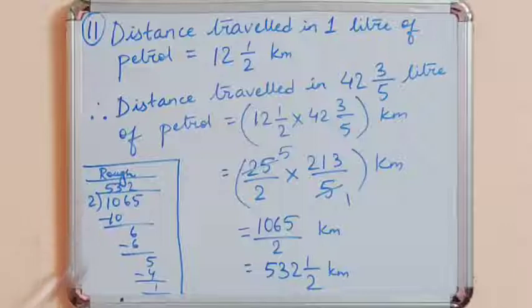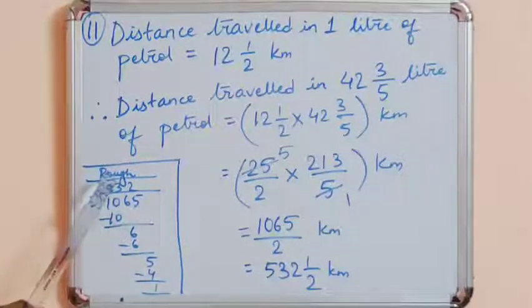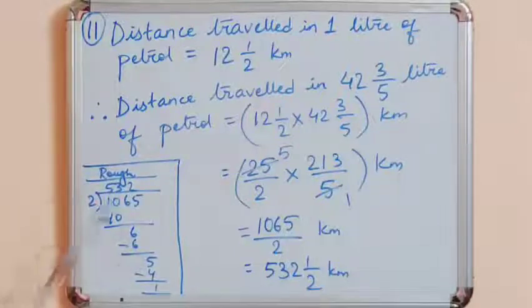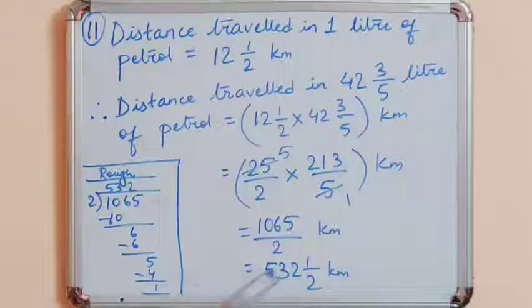So I have done the rough work here. 2 5s are 10, then 6, 2 3s are 6, 2 2s are 4. So 1 is the remainder. So the answer we got is 532 1/2, that is 532 1/2 kilometer.